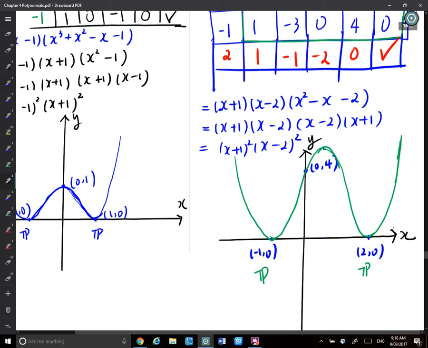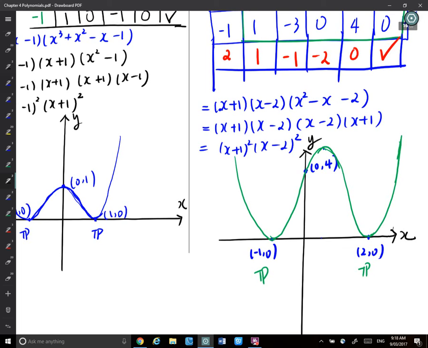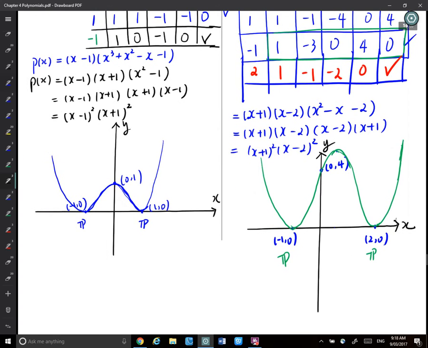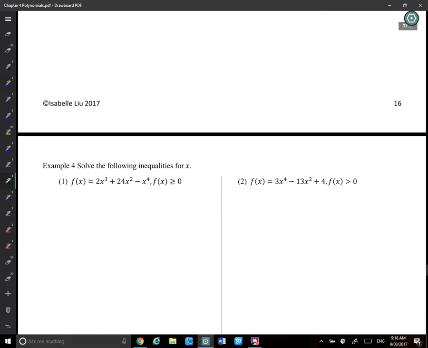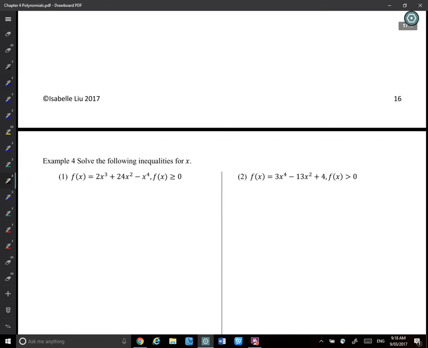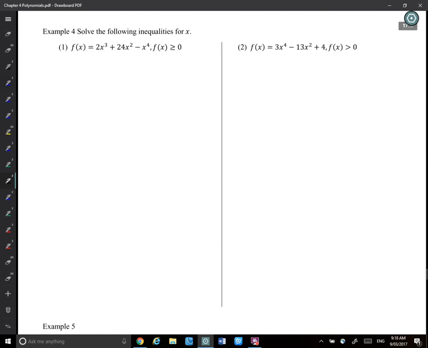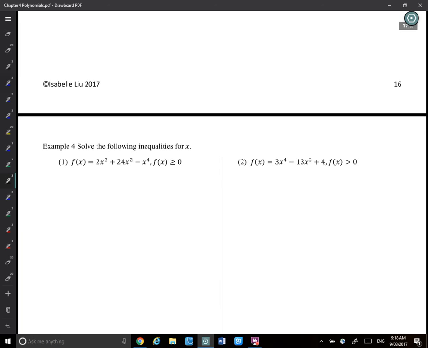So everything we learn in polynomials requires us to factorize. If we can factorize, we can do 90% of the things already. Okay? Now, solve the following inequalities.